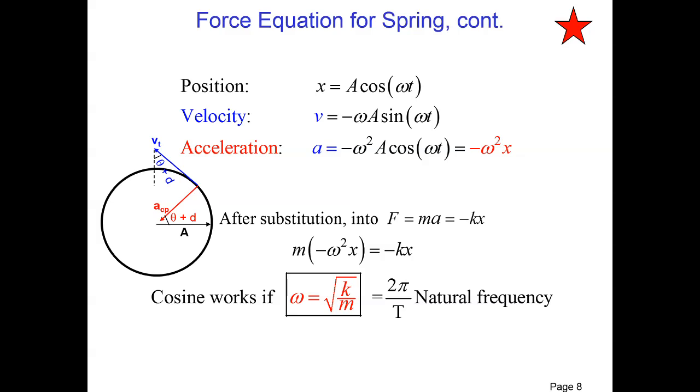So if we know omega, then we know the period is 2 pi over omega, and we can then find the frequency. Notice the frequency is proportional to the square root of the force constant. So the higher the force constant, or the stronger the spring, the faster it oscillates, while the larger the mass, the slower it oscillates.